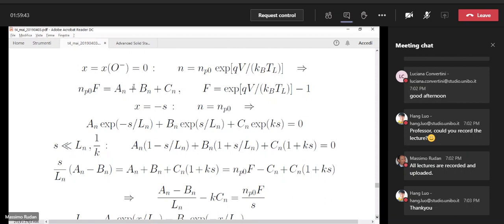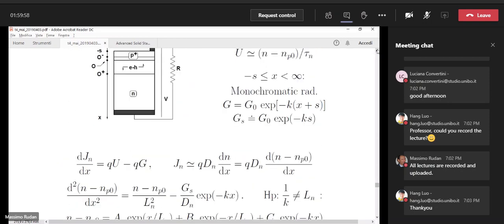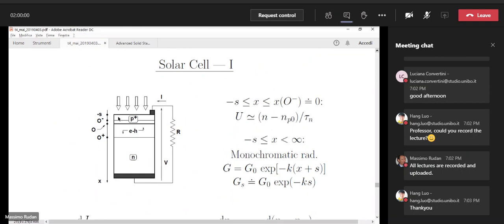We have the two constants to be found, An and Bn, and Cn is given. Cn is already calculated, okay? So if we go back to the figure, we have solved the minority carrier equation in the neutral region of the p-type, from minus s to 0. And then we have imposed the boundary condition at 0.